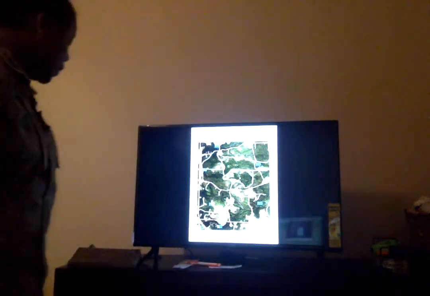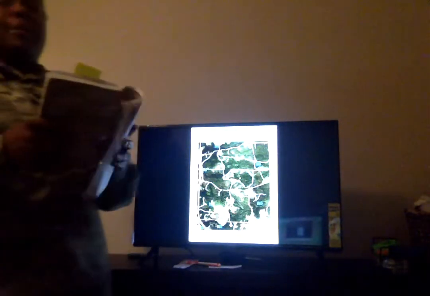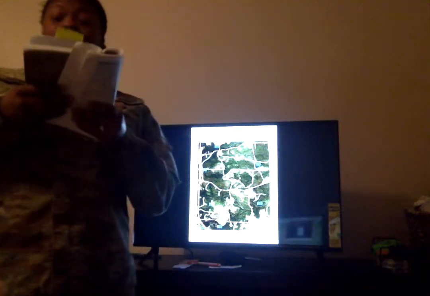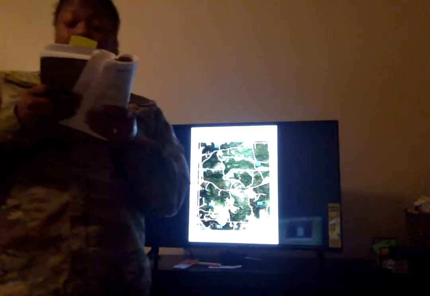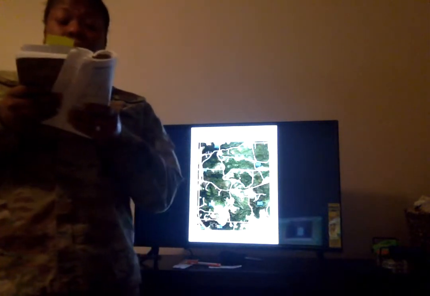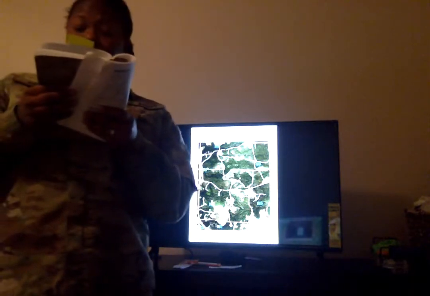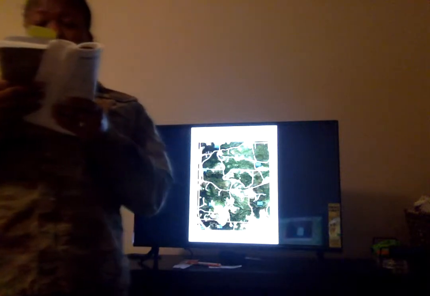The first thing I'm going to do is read the conditions and standards for how to measure distance on a map. The conditions are as follows. You are a member of a team or squad in a field environment and have been directed to determine the distance between two known points. You have a 1 in 50,000 scale map, a strip of paper with a straight edge, and a pencil. You have been shown the beginning and ending points on the map.